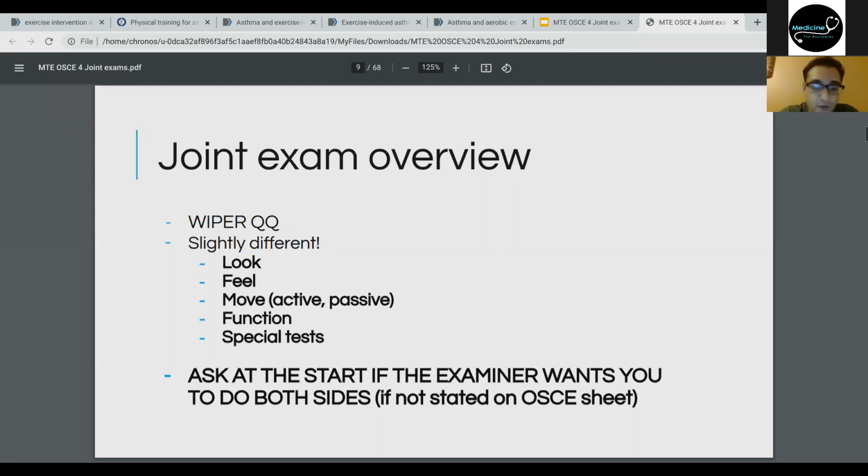At the start of your joint exam, if it is not made clear on the OSCE description before you start the station, you should always ask if the examiner wants you to do both sides. In a lot of cases, they'll say no, but sometimes they want you to do both sides.